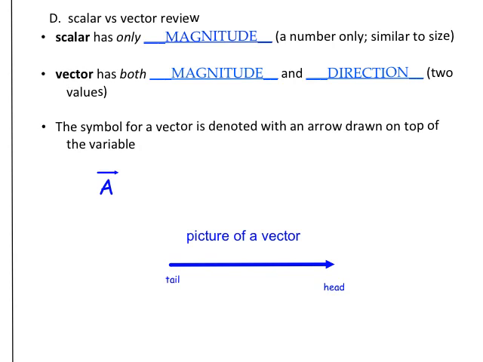Since we are going to still talk about scalar and vector quantities in this chapter, I have a quick review for you. Remember that scalar quantities have only magnitude, which is just a number similar to a size, and vector quantities have both magnitude and direction.